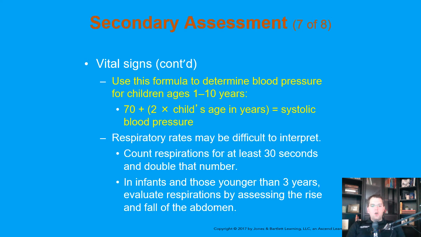Okay. You want to count respirations for at least 30 seconds on these patients. Anybody younger, you can assess their respiratory rate simply by looking at the rise and fall of their abdomen. Remember, they breathe from their diaphragm, so they're belly breathers. So looking at their abdomen will give you a nice, easy way to count their respirations.